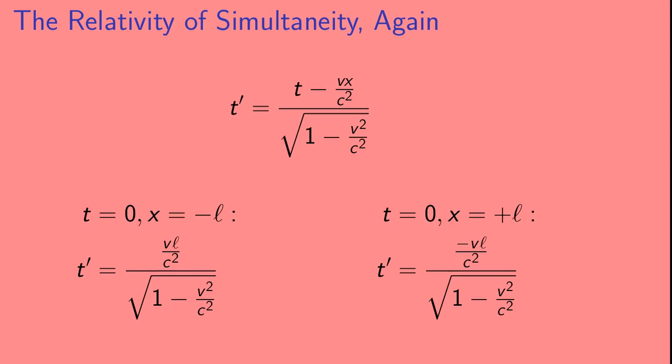Both observations are made at t equals 0. The back clock was at x equals minus L. Substituting t equals 0 and x equals minus L gives us the value of t prime for the back clock. So t prime equals vL over c squared divided by the square root of 1 minus v squared over c squared. For the front clock, we substitute in t equals 0, x equals plus L, and get a result of the same magnitude and opposite sign.